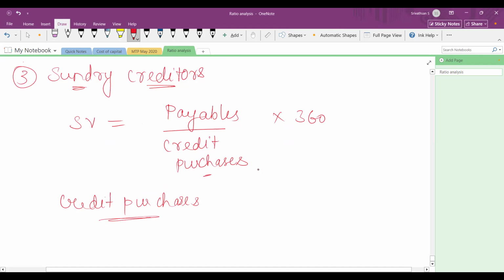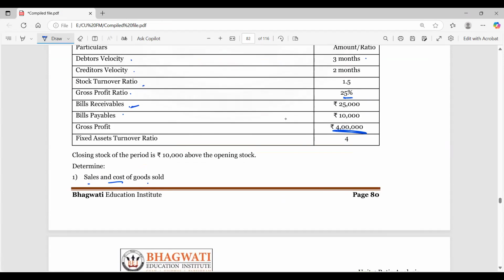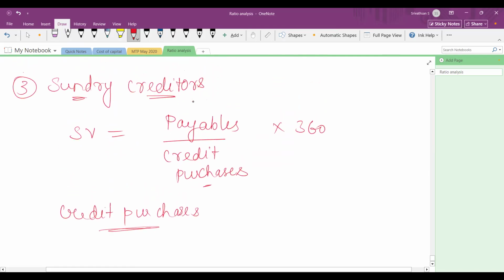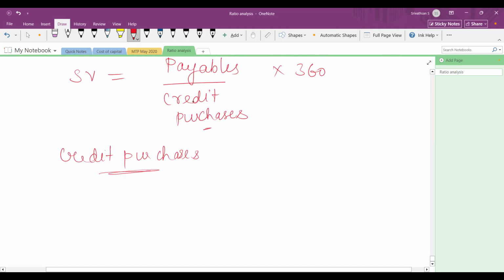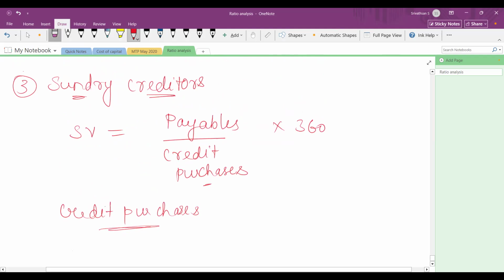For calculating credit purchases, we need opening stock and closing stock. In the question it is mentioned that the closing stock of the period is 10,000 above the opening stock. So opening stock and closing stock can be calculated using the stock turnover ratio. So better, we will do the fourth requirement first, and then the third requirement will be easy. If you have already written it, give some space for the third and go to the fourth requirement.